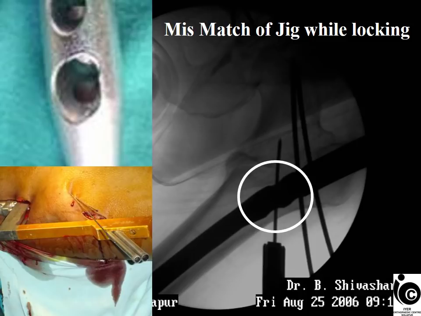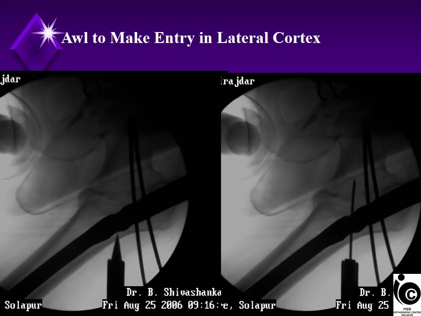Guide wire will be eccentrically placed in the oblong hole. So before you start reaming, always check with the CM, and if your reamer goes inside smoothly, then there is no worry. Otherwise, you should cross check what is going wrong. As I said earlier, always use an awl to make an entry with the guide wire.